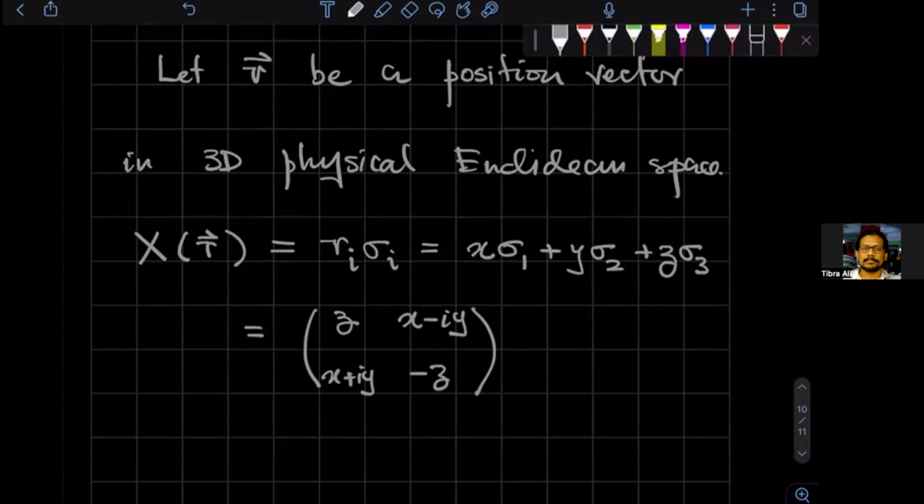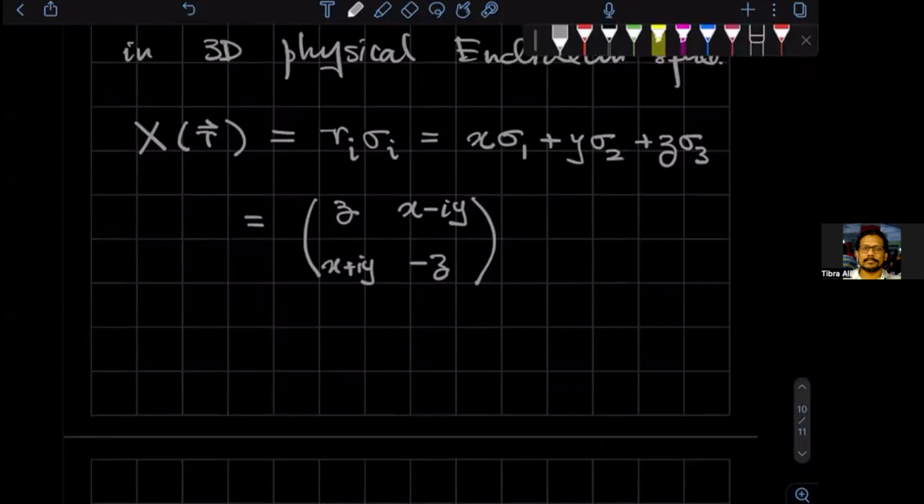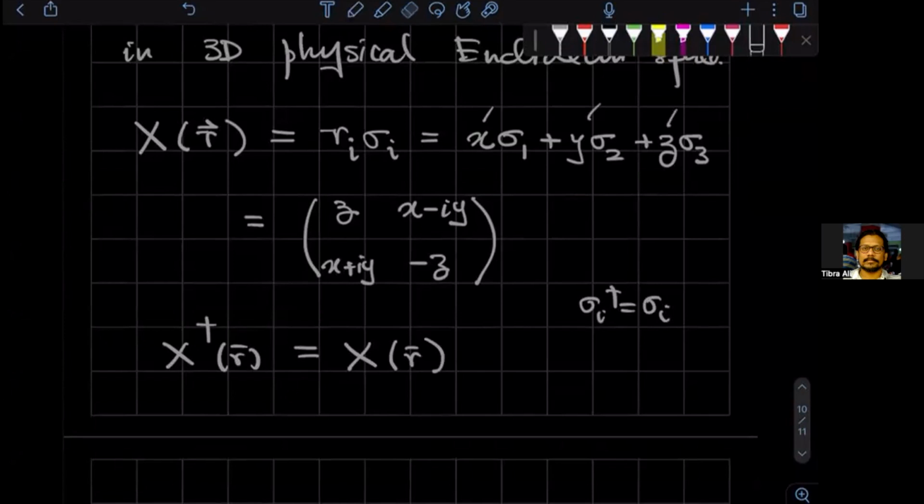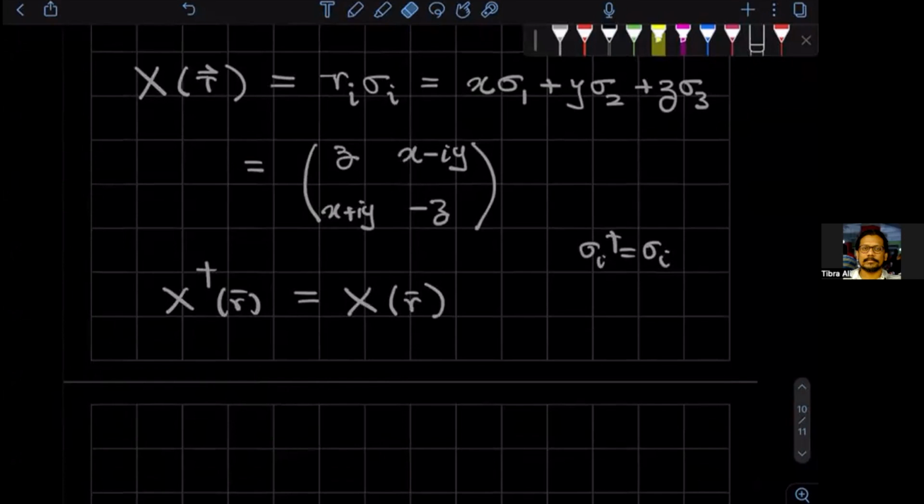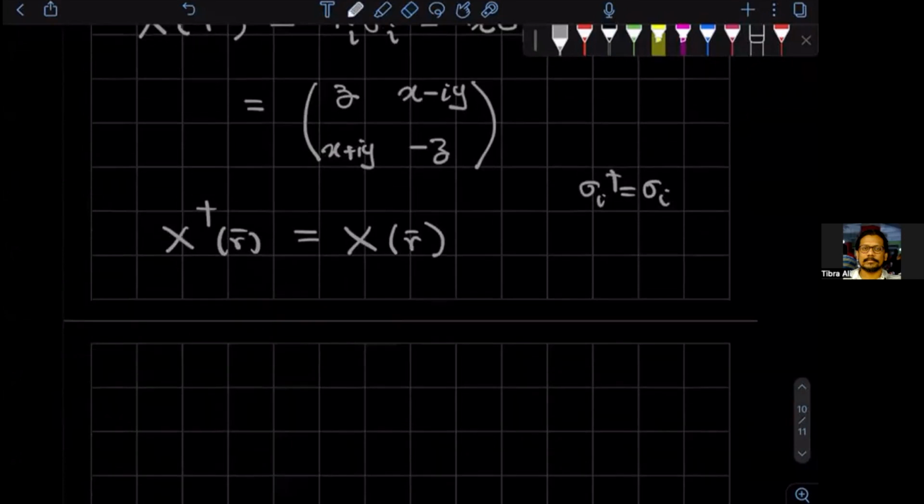This is just a definition, okay? So now notice some things. If I take the Hermitian conjugate of X, we see that it's a Hermitian matrix, right? Because the Pauli matrices are all Hermitian matrices, and x, y, and z are real numbers. So this is number one.